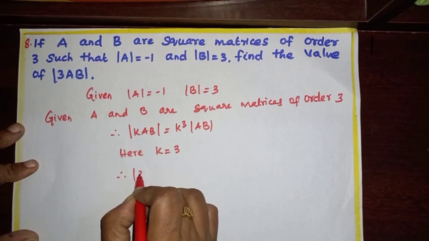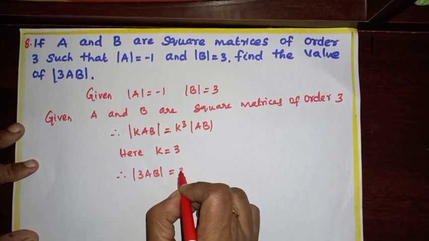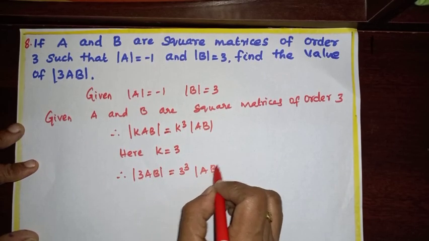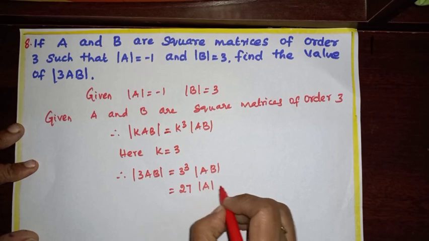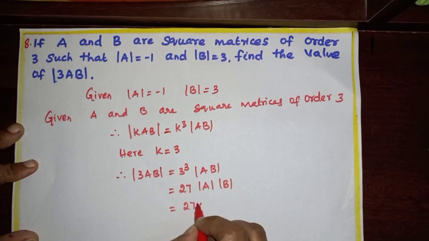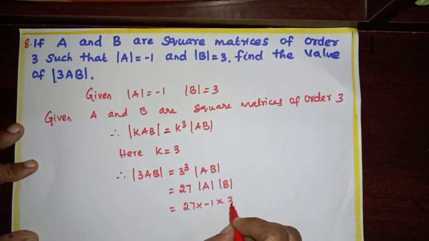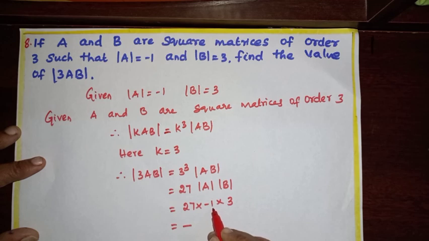Therefore, determinant of 3AB is equal to K cube, K is 3, 3 cube determinant of AB. 3 cube is 27. Determinant of AB can be written as determinant of A into determinant of B. We know that determinant of A is minus 1. Determinant of B is 3. So plus into minus into plus is minus. 27 into 1, 27. 27 into 3 is 81. So we are getting the answer determinant of 3AB is equal to minus 81.